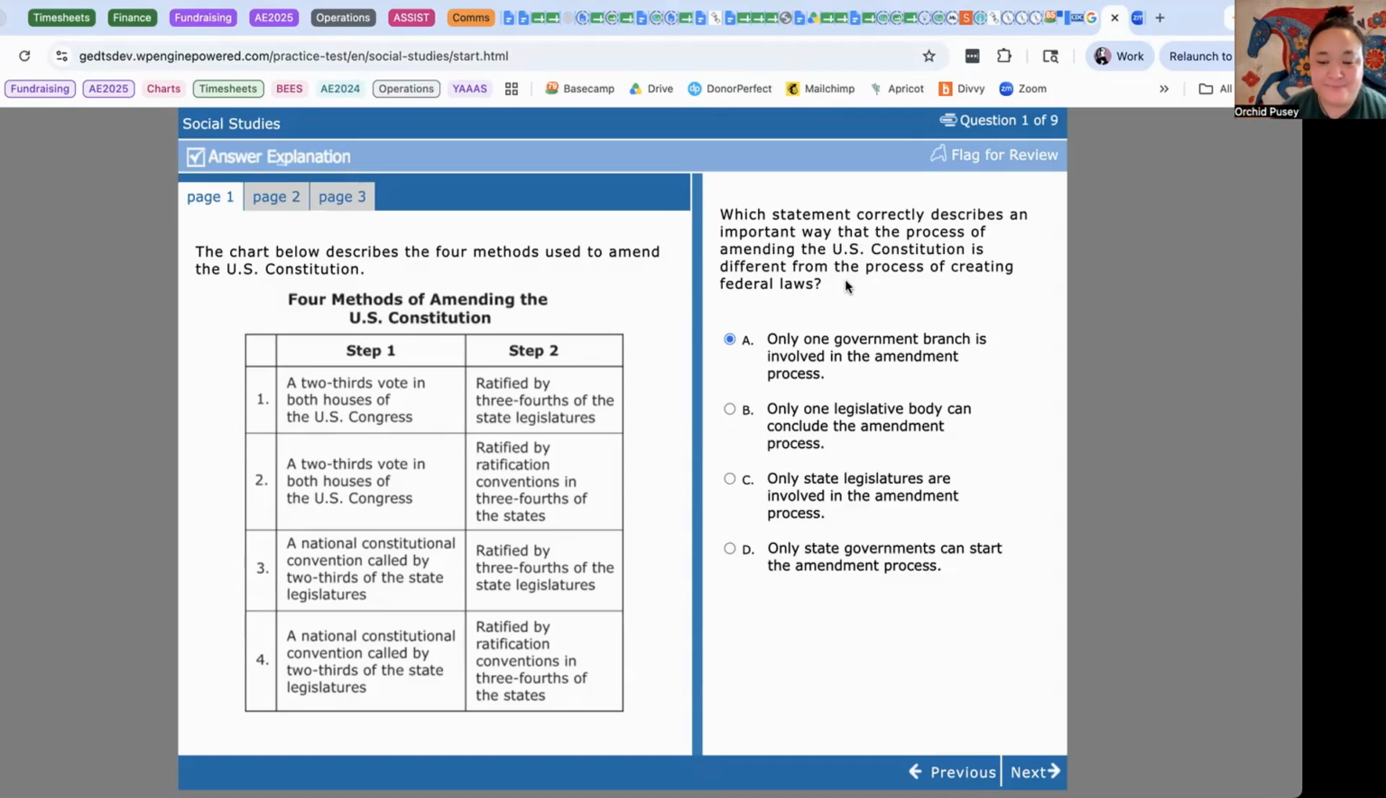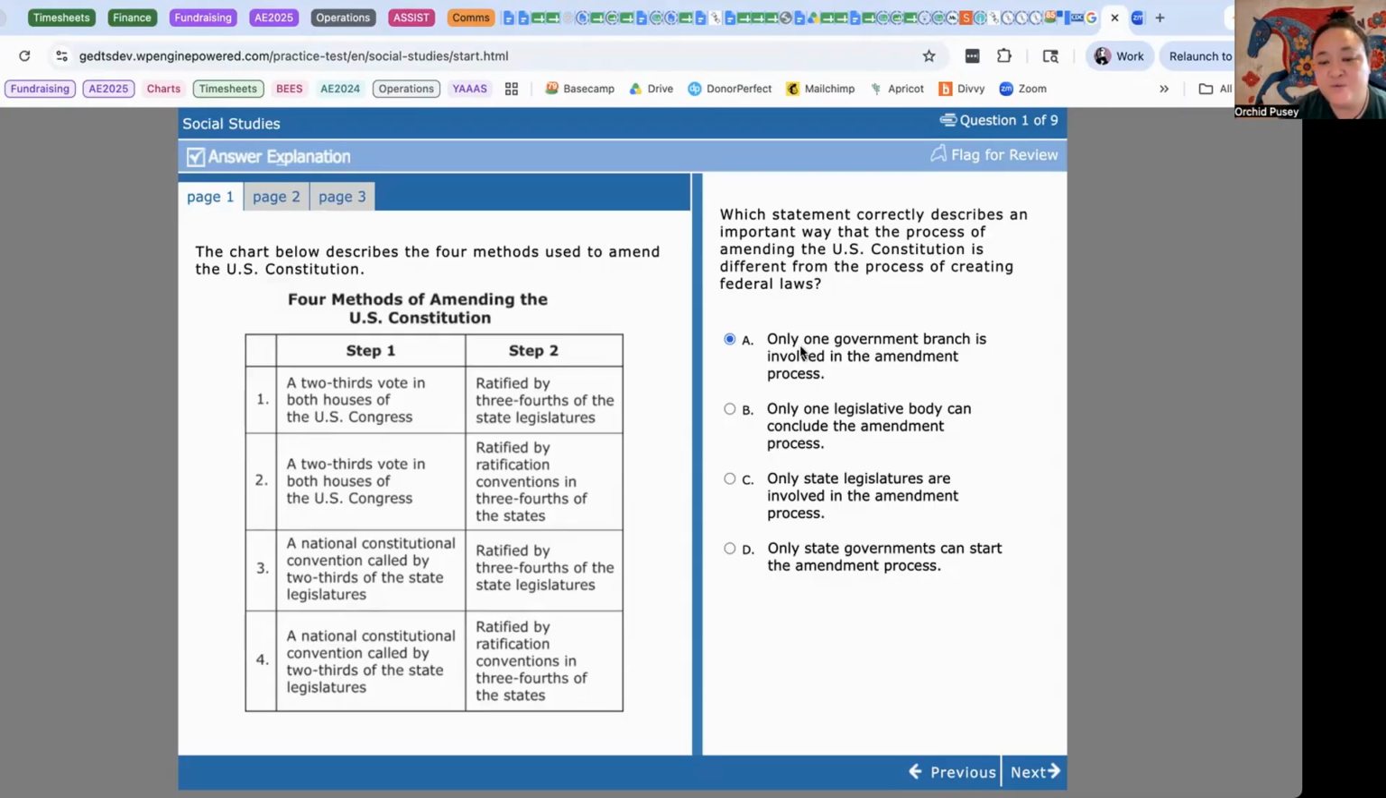And then finally, D, only state governments can start the amendment process. So start, okay, let's look at step 1 instead of step 2. Step 1, only state governments can start it. Is that true? In methods 1 and 2, we can see that it's the houses of Congress that are starting it, not a state legislature. State legislatures are in methods 3 and 4, but in methods 1 and 2, we've got the houses of the US Congress. So D is incorrect. It's not true that only state governments can start the amendment process.